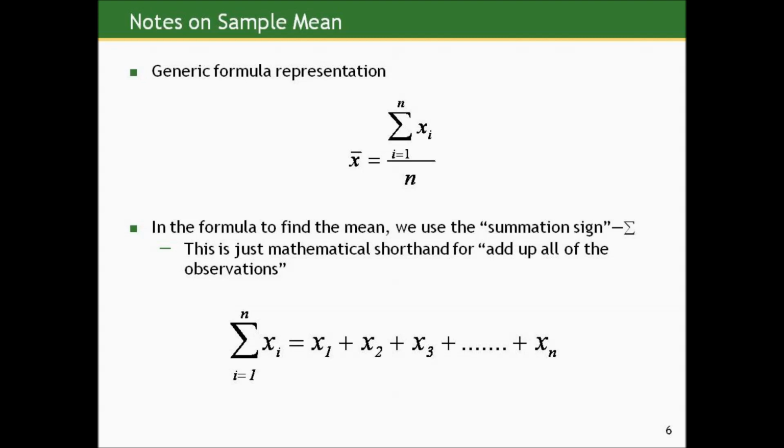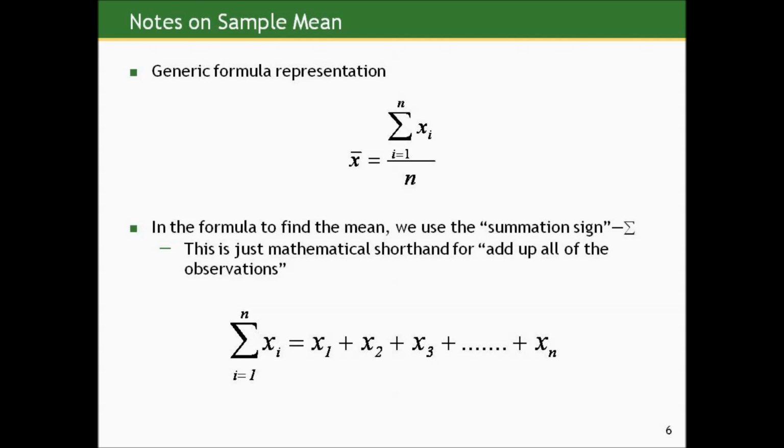More generically, and the reason we sometimes put things in terms of variables like the x's instead of numbers all the time, is that then we can present a formula that can be used in all scenarios. And here's the generic representation of the formula for the mean. It says that x bar is equal to the sigma of x sub i, indexed from i equals 1 to n, that's the Greek letter sigma there, all divided by n.